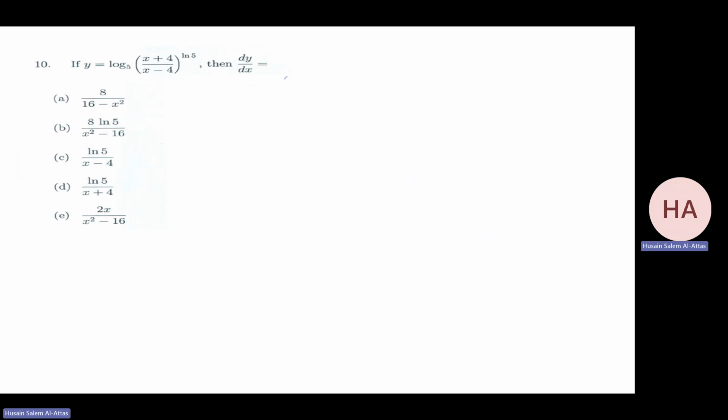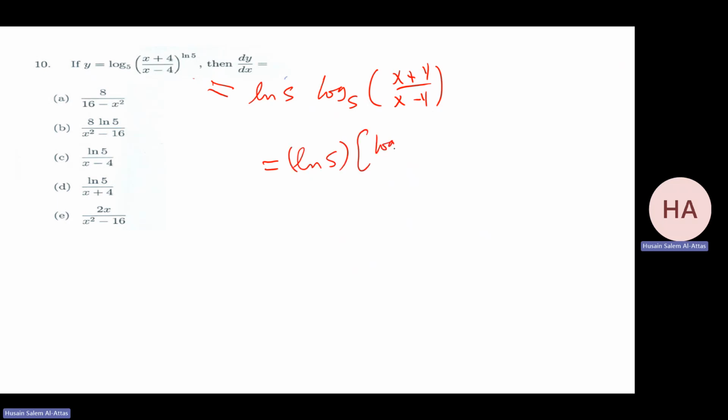Now I can look at the problem with logarithm base 5. What I have, I can simplify it. This one will be ln 5, log base 5, x plus 4 over x minus 4. Also, I can simplify it more as what? Ln 5 as a number. And this will be log with the base 5, x plus 4, minus log with the base 5, x minus 4. Okay. Now let me do the derivative.